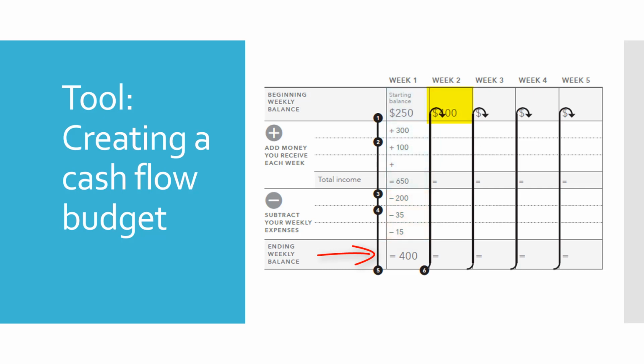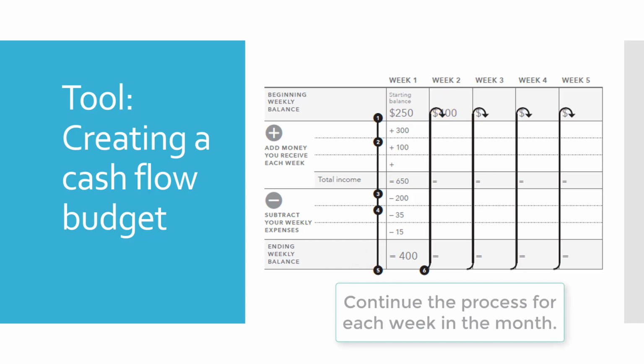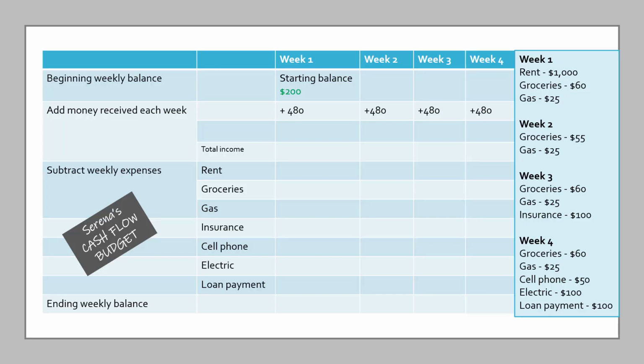That ending weekly balance is then shifted to the top of week 2, and we start the process again. Add our income for the week, subtract our expenses, and find our ending weekly balance. This balance then shifts to the top of week 3. These steps are continued for the month, and really every month. So now let's look at this with Serena's budget. We'll work through Serena's cash flow budget together.